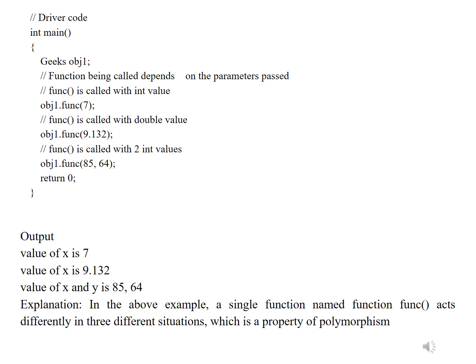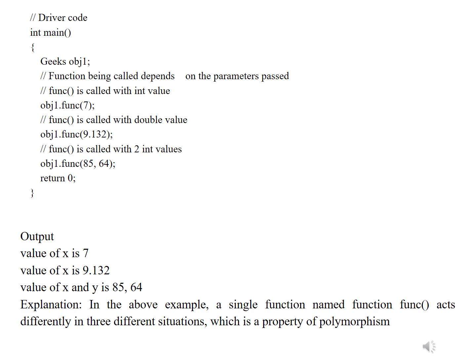Then again we will call the function with a double value: obj1 dot func open bracket 9.132. 9.132 is a double value passed as a parameter to the function. It will run the second function. And then again we will call the function with two integer values, that is obj1 dot func open bracket 85 comma 64, then return 0, close the bracket.